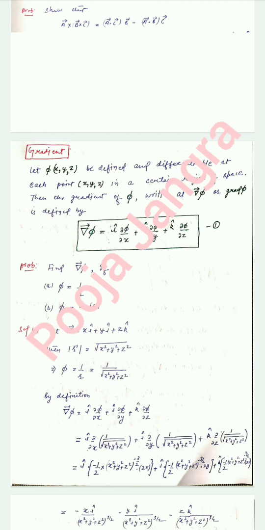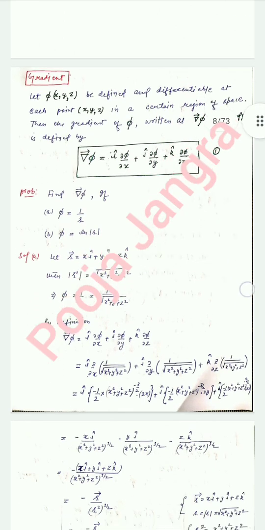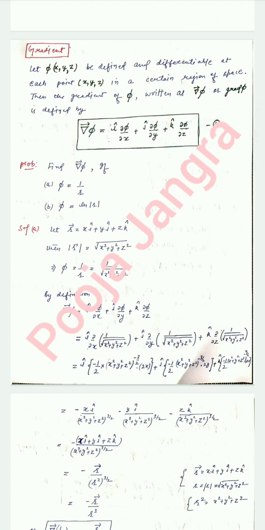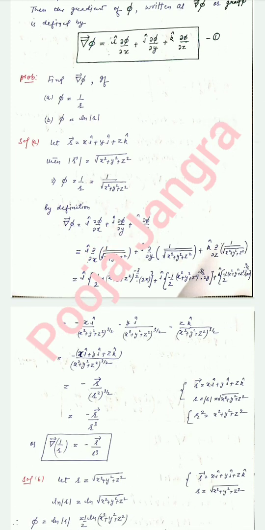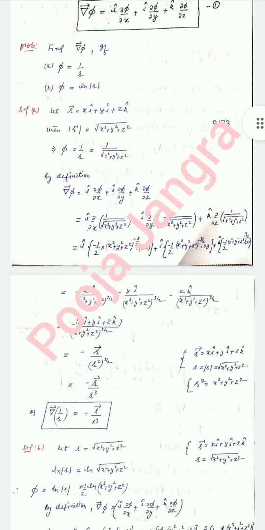Write here the value of phi, and you can differentiate it. After differentiating we get the result r vector upon (x square plus y square plus z square) to the power 3 by 2. So r upon r cube, so the gradient of 1 upon r will be minus r upon r cube. So the answer will be this.